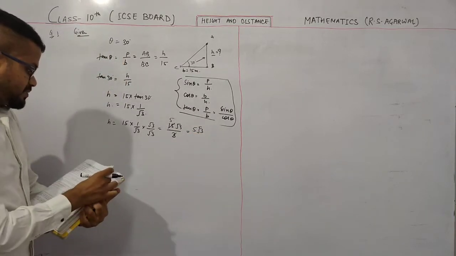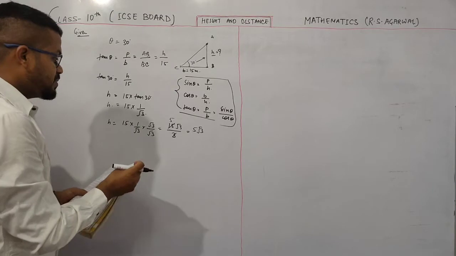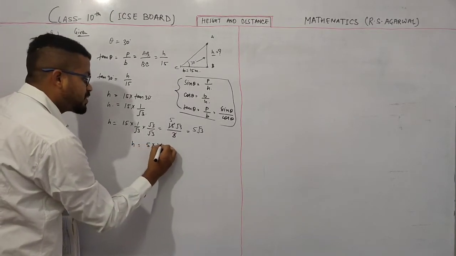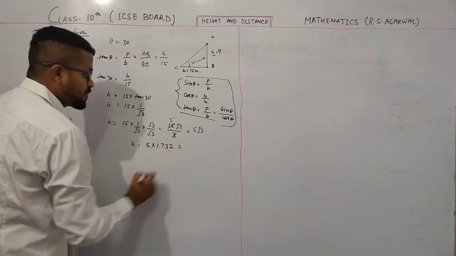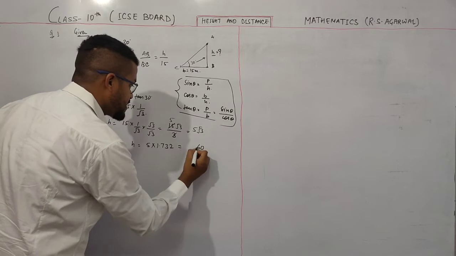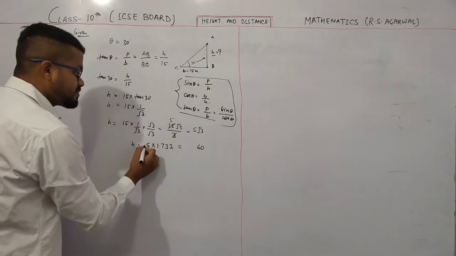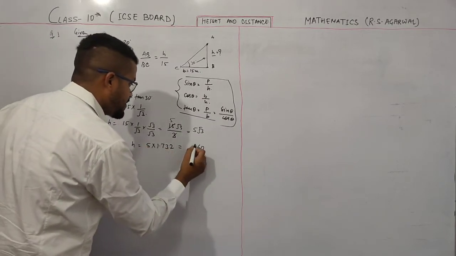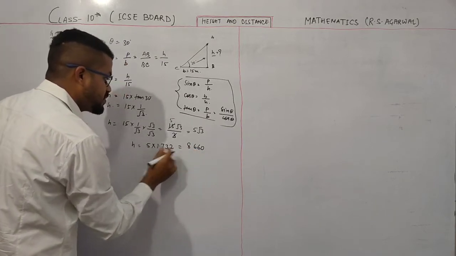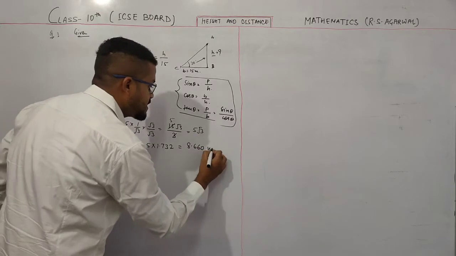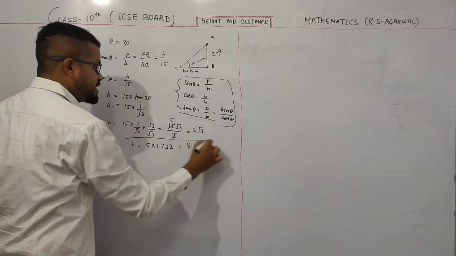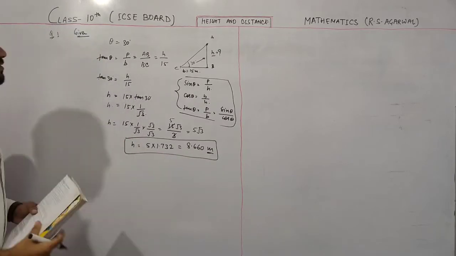And in the question the value of root 3 is given as 1.732. So h equals 5 into 1.732. 5 2s are 10, 5 3s are 15 and 1 is 16, 5 7s are 35 and 1 is 36, and 5 1s are 5 and 3 is 8. So with 3 decimal places, this is your answer. The height of the pole is 8.660 meter. This is the first question.